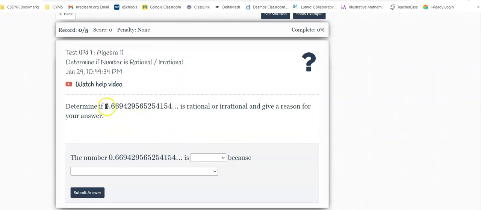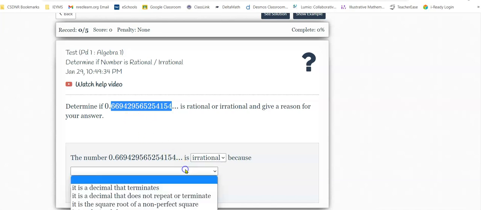We've worked on this before, and anything that has a dot, dot, dot at the end is a decimal that does not terminate. That means it keeps on going forever and ever. Sometimes it repeats a pattern and sometimes it does not, like this one here. If you do not repeat the same exact pattern, then you are irrational. And in this case, it's irrational because it is presented to you as a decimal.